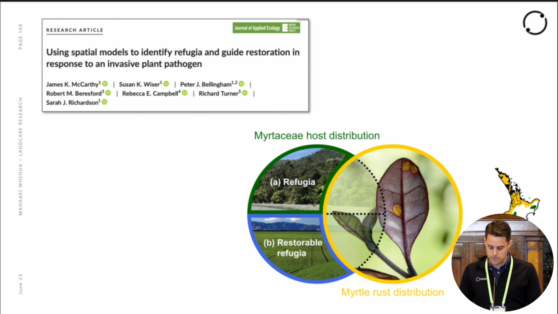So here we apply the refugia concept to myrtle rust, where we quantify how much refugia New Zealand's Myrtaceae species may have. So how much of a species range might occur outside the disease range, mapping where that might be, and also how you might be able to restore forests to provide additional refugia.